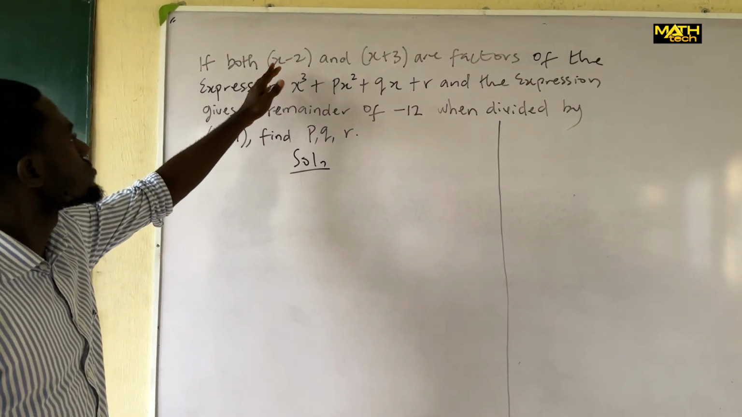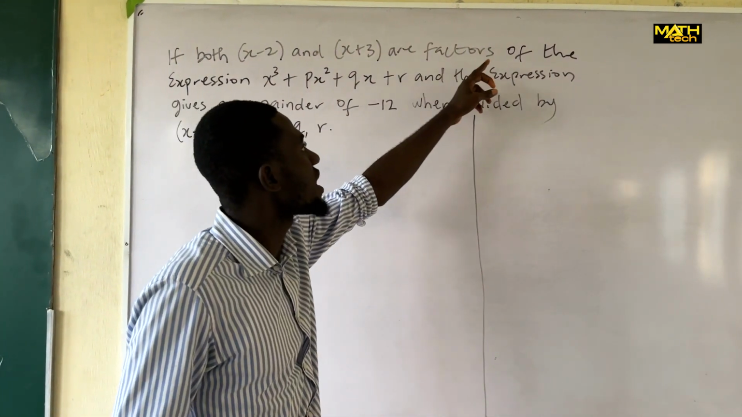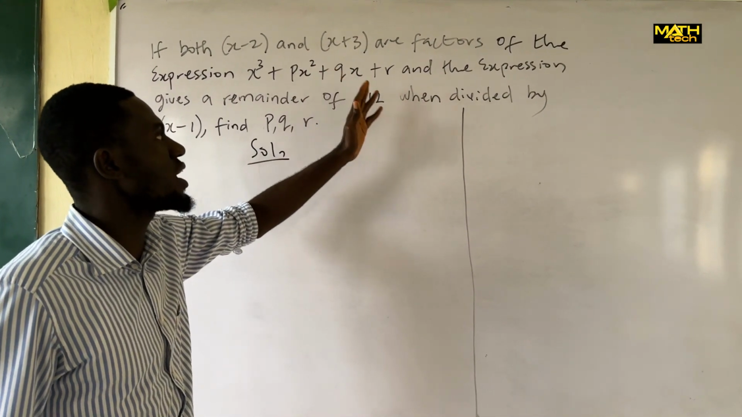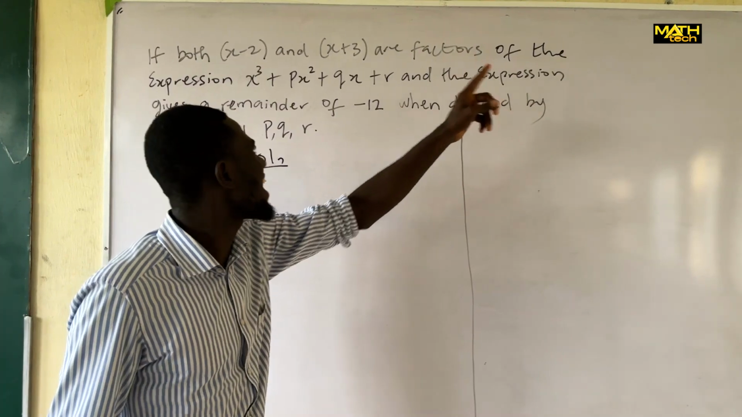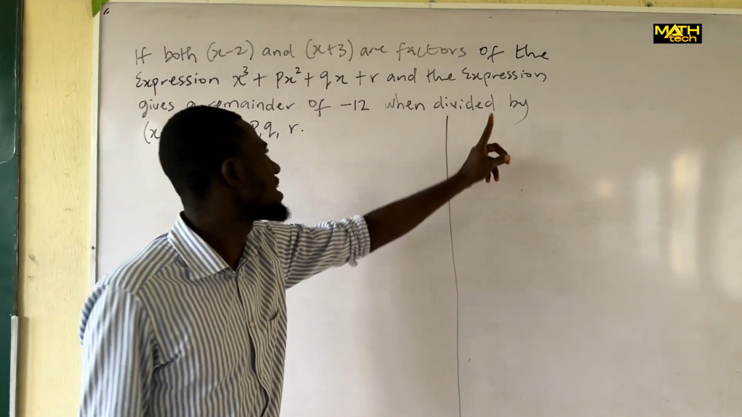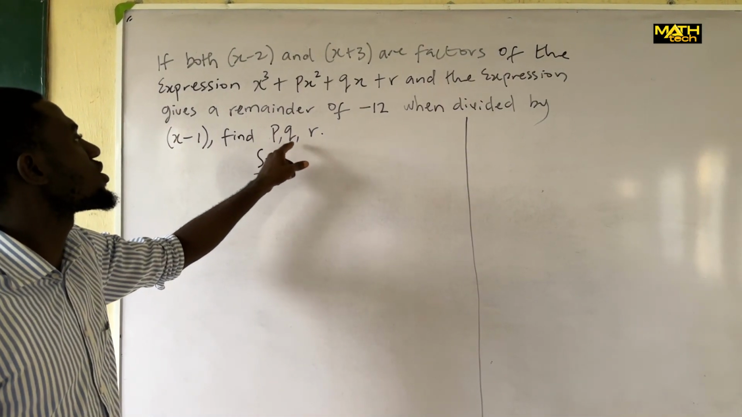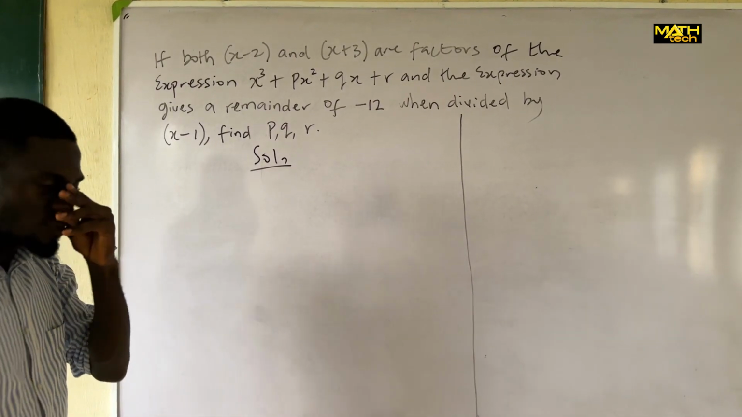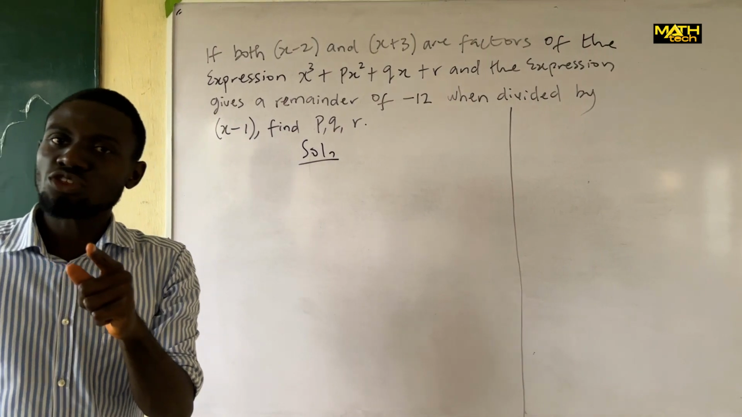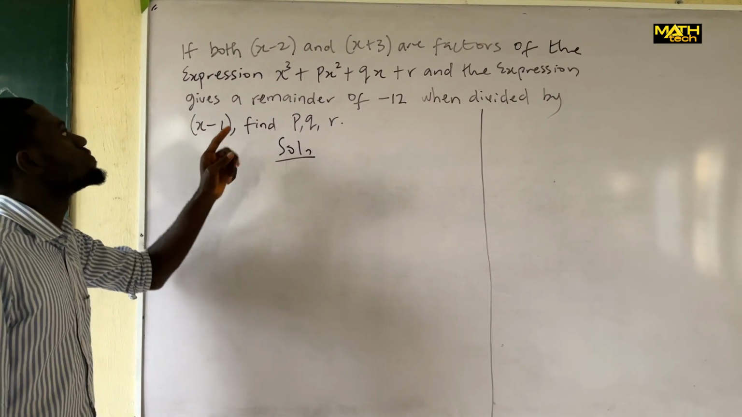Now, if both x minus 2 and x plus 3, all in brackets, are factors of the expression x cubed plus px squared plus qx plus r, and the expression gives a remainder of minus 12 when divided by x minus 1 in brackets, find p, q, and r. Don't forget, I always emphasize understanding your question.